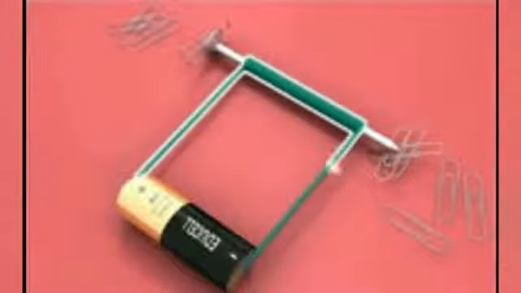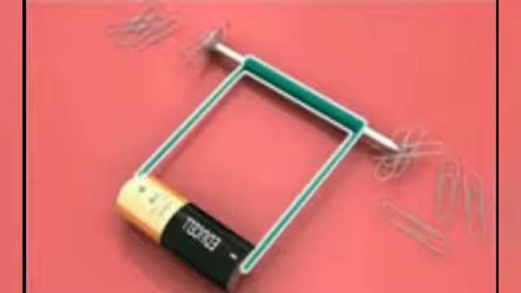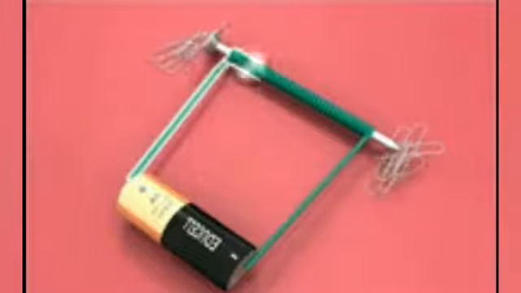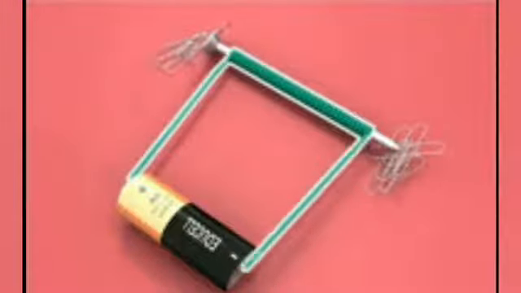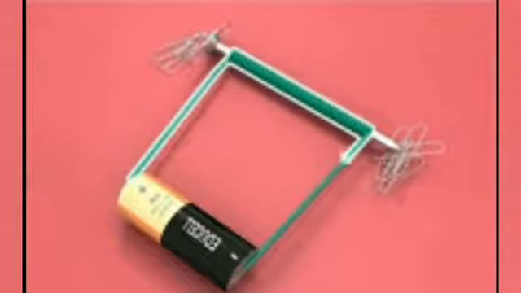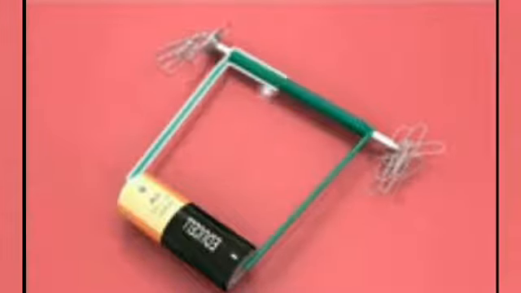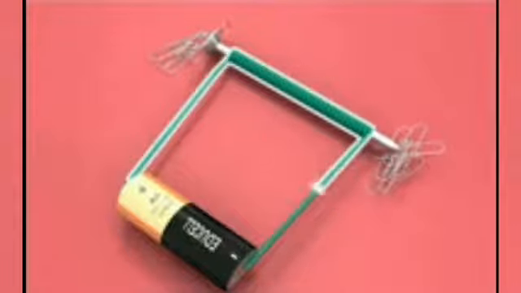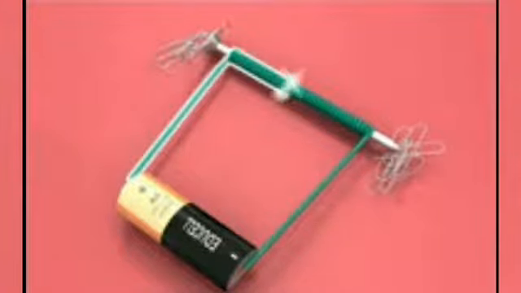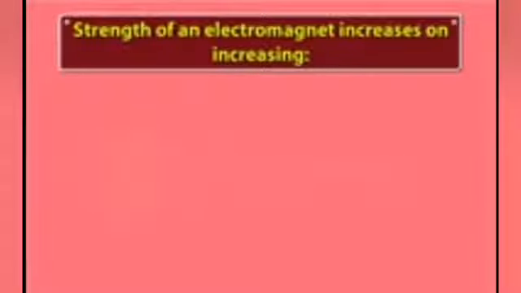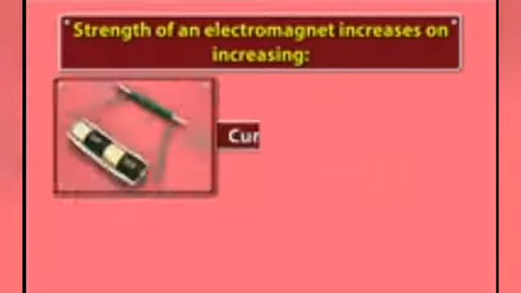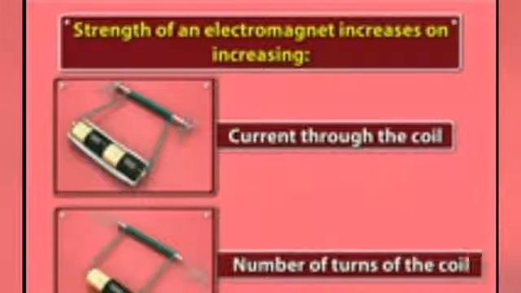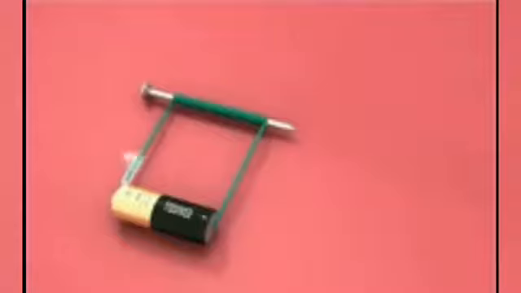Now, increase the number of turns of the coil on the iron nail. This makes more paper clips attract towards the electromagnet. Thus, you can conclude that the strength of an electromagnet increases with an increase in the number of turns of coil. Thus, the strength of the electromagnet increases on passing a larger current through the coil and on increasing the number of turns of the coil.